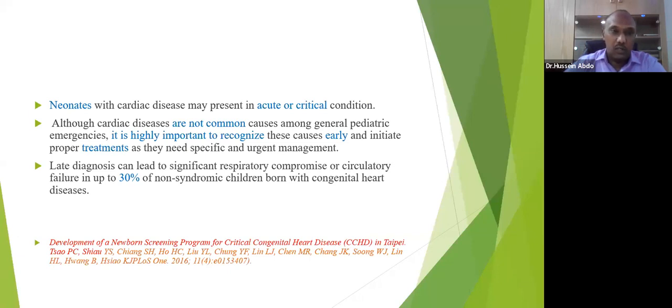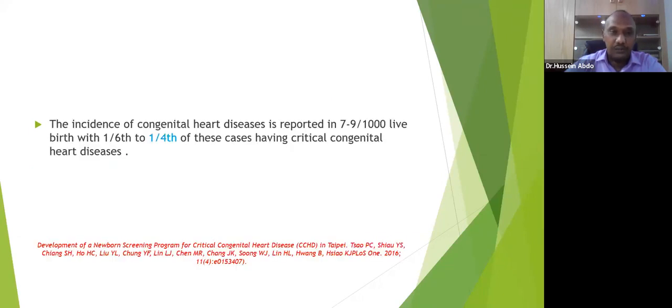So it is very important to know about this critical congenital heart disease. These diseases are not common among general pediatric emergencies, as you know, the cardiac disease, but it is highly important to recognize them and to initiate early treatment, because late diagnosis can cause significant morbidity and mortality for this patient. Incidence varies. You will find a lot of information about this incidence, but in general, the incidence is reported at about 7 to 9 per 1,000 live births, and a quarter of these cases are critical congenital heart disease.